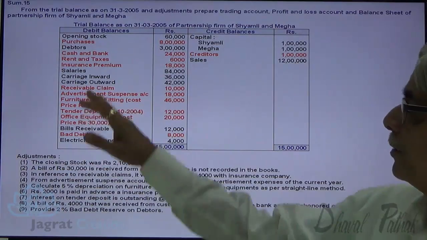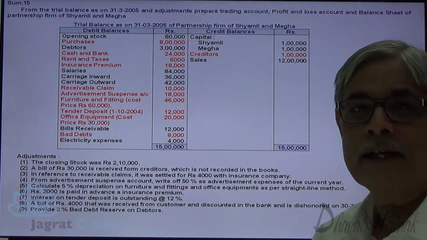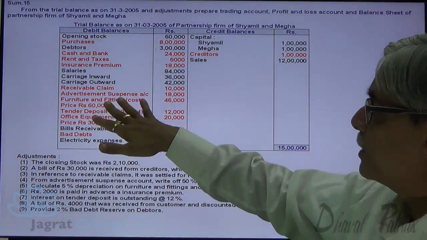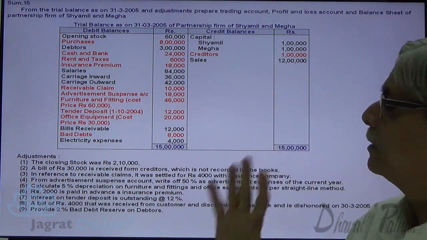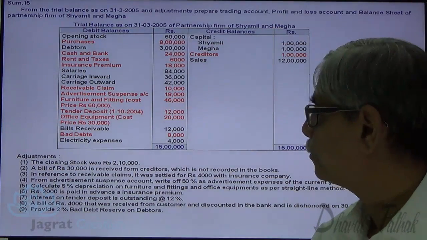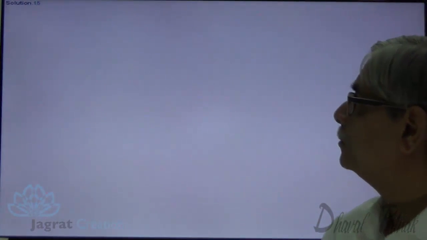Now, this is how all the adjustments are explained to you, and the items in the trial balance relevant to adjustments are marked with red color. Notice it. Now let us start.